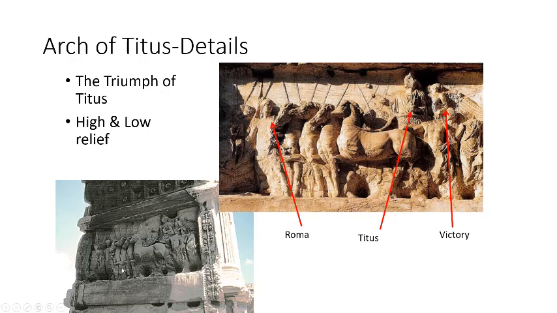One of the many scenes, this is from inside of the arch here, is a scene of triumph. Here he is, Titus himself, and this is actually the personification of victory, the goddess Victory. And here's Roma, and anyone knows, you don't need words to say it: Titus, victory for Rome.